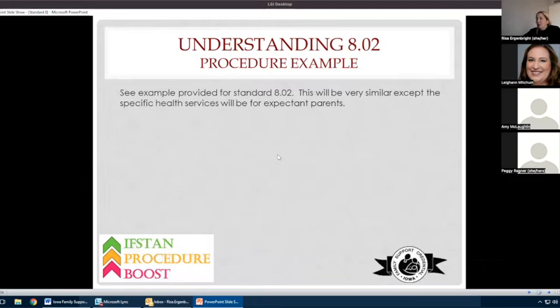And procedure example, same thing. Very similar to 8.02. Again, for procedure, you could have health services for all families, and linking health services to all families, and then health services for expectant parents. You could have those all merged together in one policy and procedure, or they could be separate, whatever the preference is for your program.